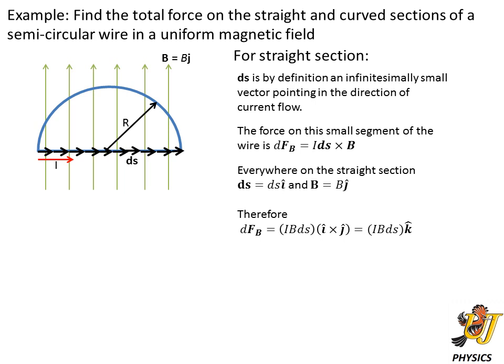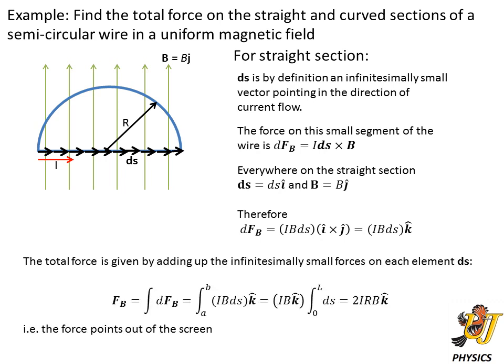Everywhere on the straight section of the wire, the orientation between the current flow direction and the magnetic field is the same, which means everywhere on the straight section of the wire we find that the force on each infinitesimally small section ds is just given by the current times the magnetic field times the infinitesimally small length ds, all pointing in the positive z direction.